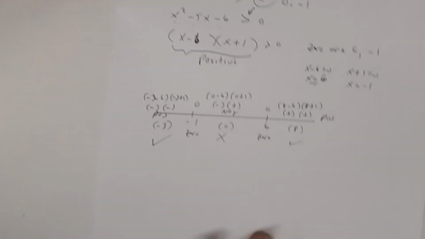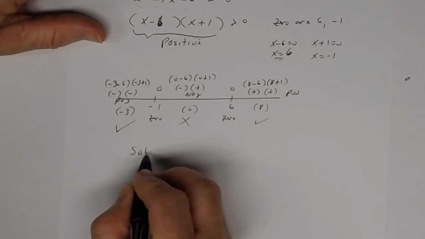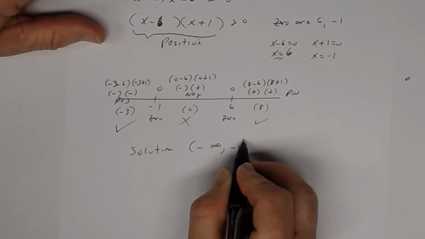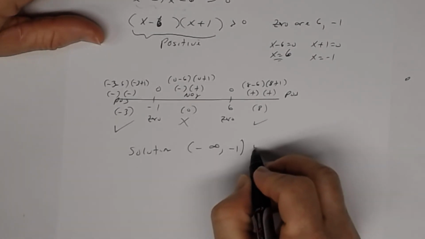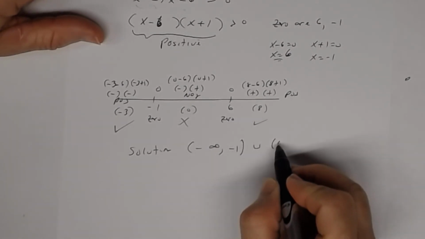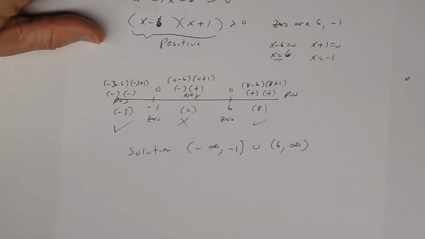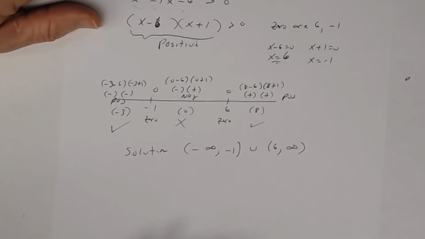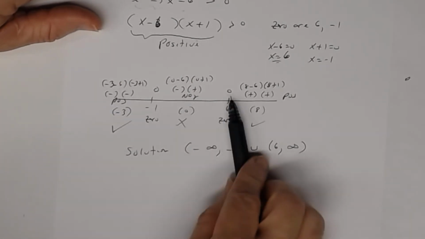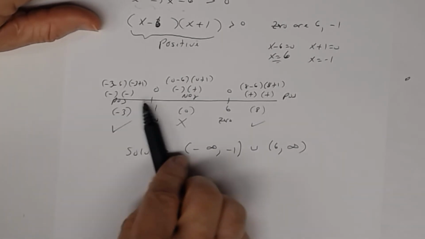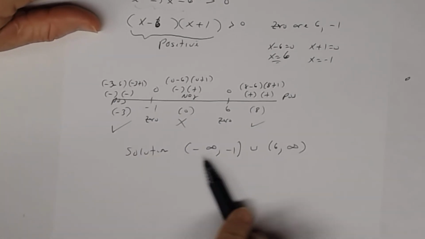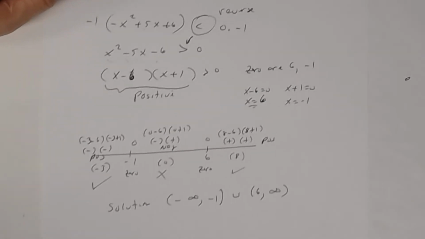So your solution then, you're going to say -infinity to -1 with parentheses. Union, make sure this looks like a parenthesis. Union, and then 6 to infinity with parentheses around 6. All right, and that's it. And make sure you always write it from left to right, from smallest to largest. So that's why you have to put this in numerical order. If you have this in numerical order, then this should be correct. So that was number 4.